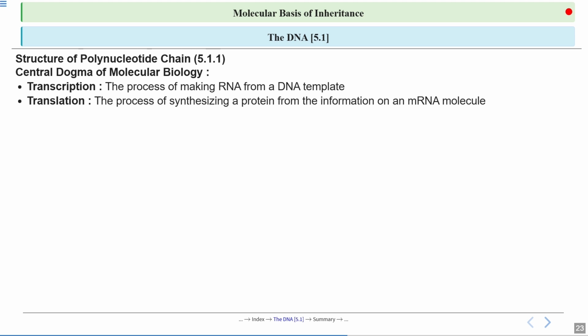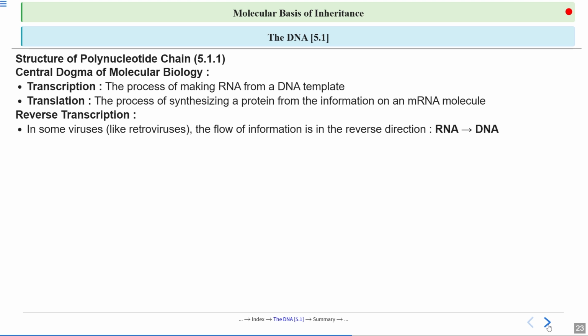Translation is the process in which protein is synthesized. From where is it synthesized? From the information that is on the mRNA molecule. So from the information on that mRNA molecule, the genetic code, this protein has been synthesized. So this is what transcription and translation mean. Now, what is reverse transcription?